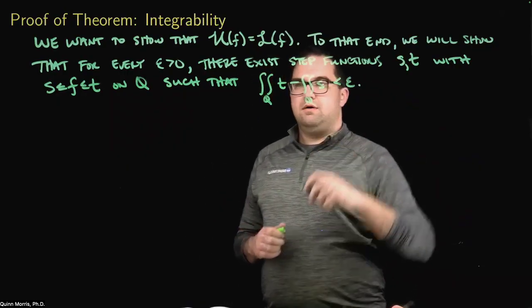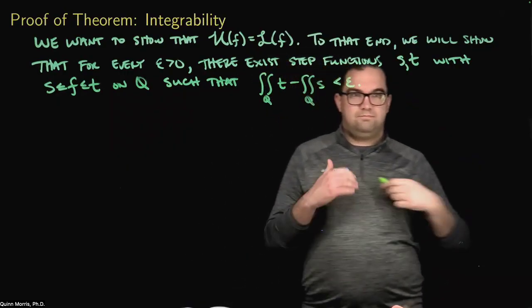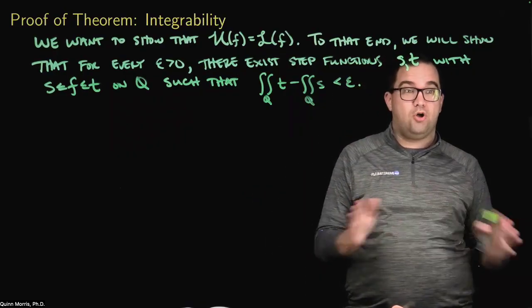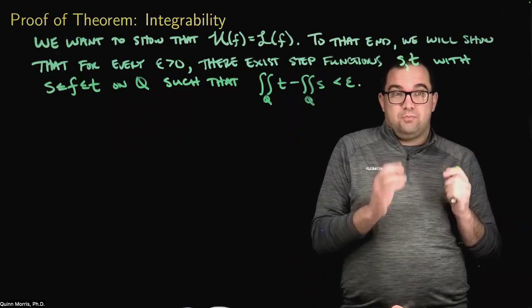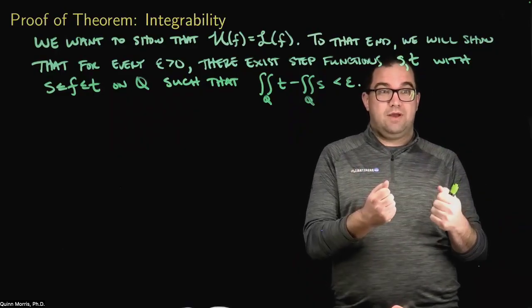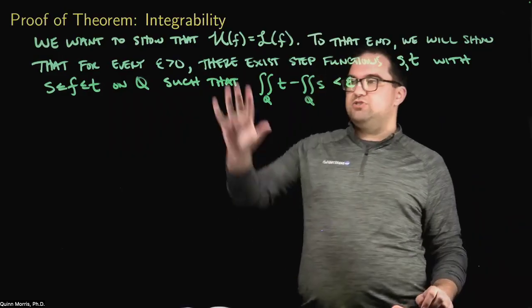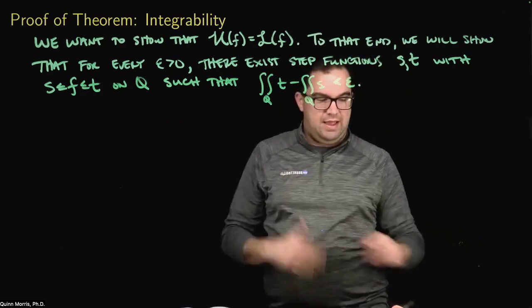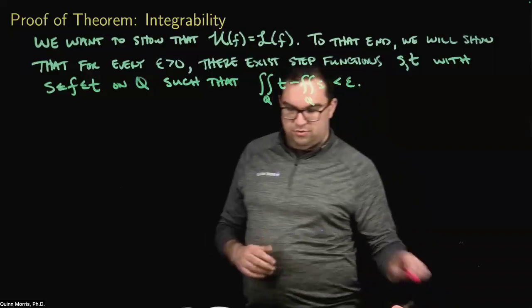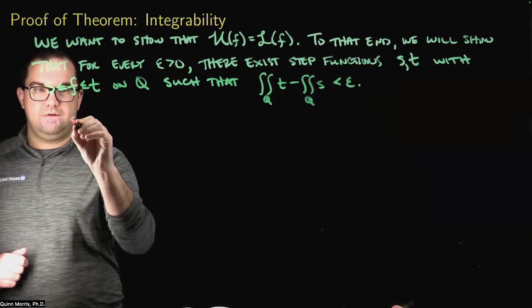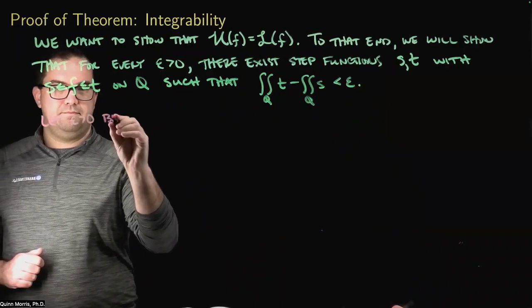All right, now, how am I going to do this? Well, I'm going to pick an arbitrary epsilon, and I'm going to tell you what the s and t step functions ought to be. So I'm going to prove this by construction. I'm going to construct the step functions s and t that do this. This is what I would describe as our game plan. Now we've got to actually execute this. All right, so let's take an epsilon. Let epsilon greater than 0 be given.